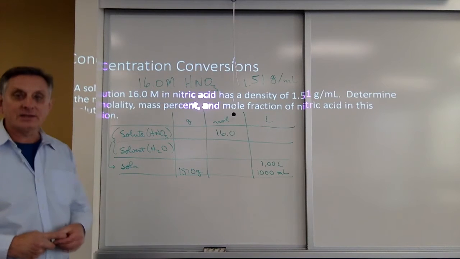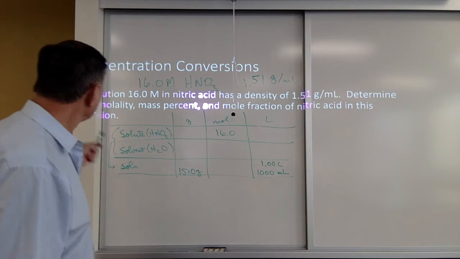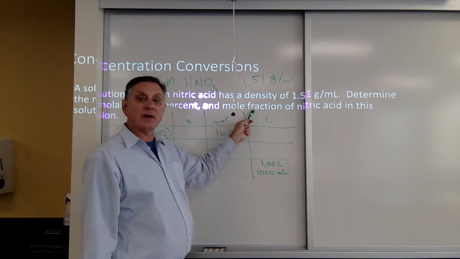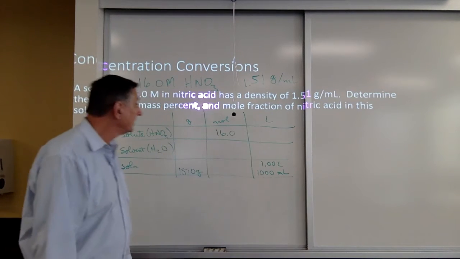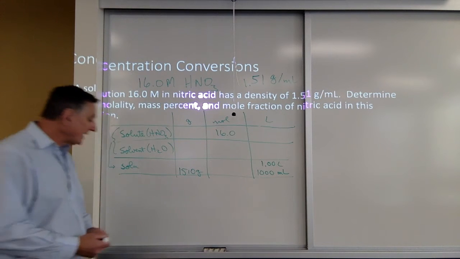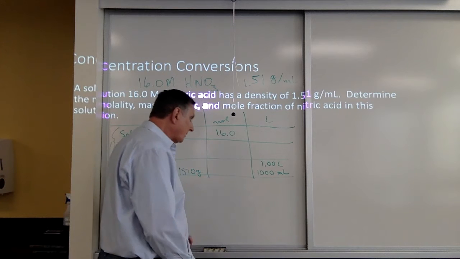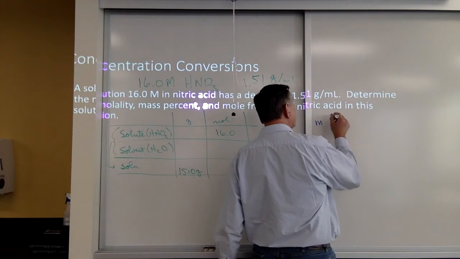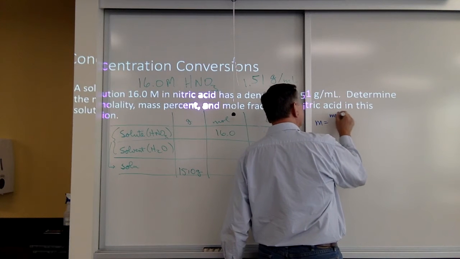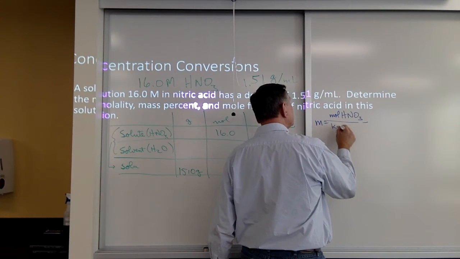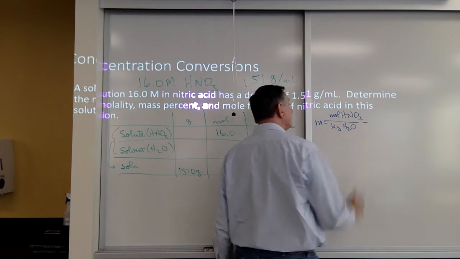What are we trying to find? We're trying to find molality, mass percent, and mole fraction. So let's go ahead and find them. Let's start with molality, since that happens to be listed first. For molality, I am looking for moles of HNO3 over kilograms of my solvent, which is H2O.